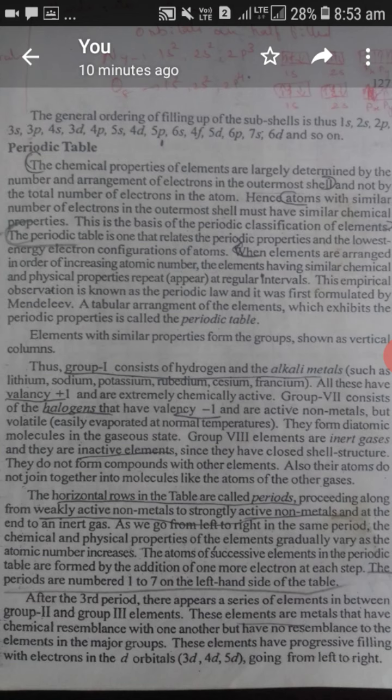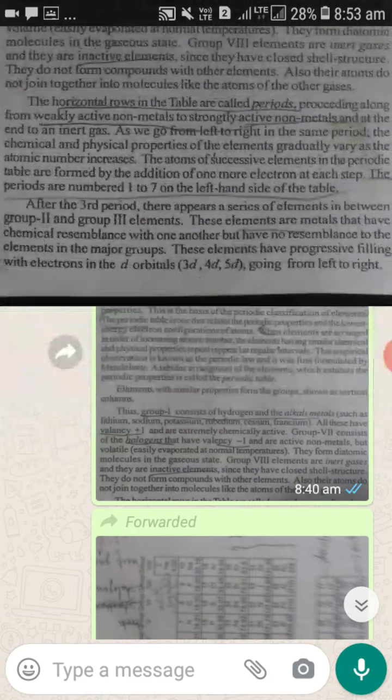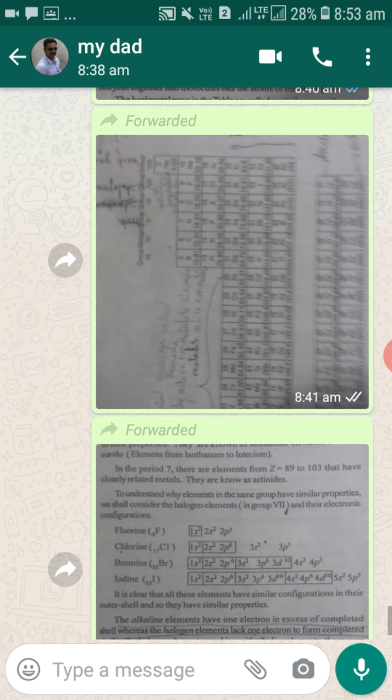Then you see the table. In the table there are many groups of elements, that is group 1, group 2, like that there are many. First, group 1 consists of hydrogen, then the alkali metals, that is lithium, sodium, potassium, rubidium, cesium, francium. These have valency plus 1. Valency means the number of electrons in the outermost shell, and they are chemically active.